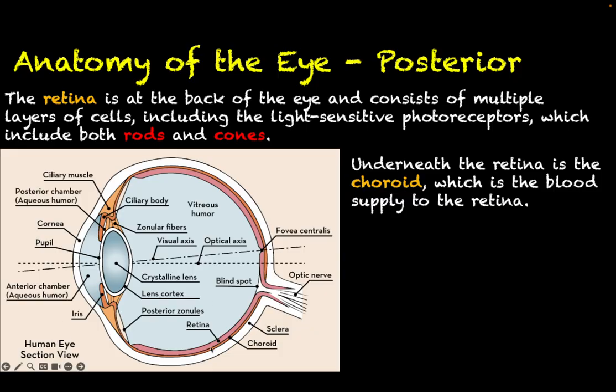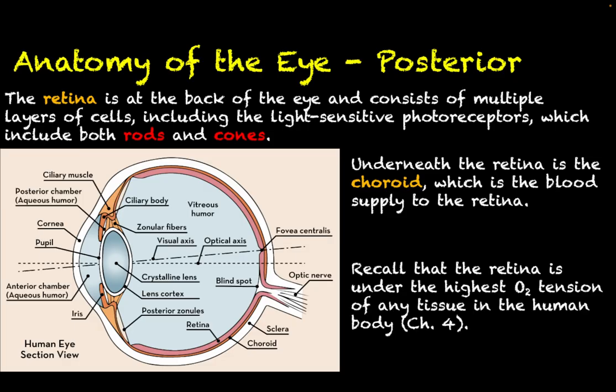Underneath the retina is the choroid, or more appropriately called the choriocapillaris, although we'll just call it the choroid. This is basically the blood supply to the retina. And that's very interesting because you'll hopefully recall from our chapter on hypoxia that the retina is under the highest oxygen tension of any tissue in the human body.